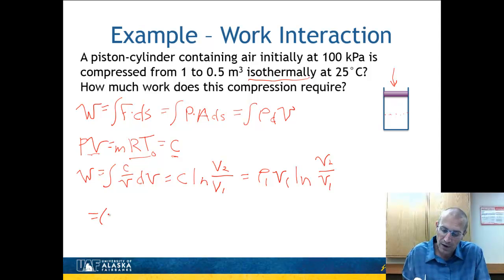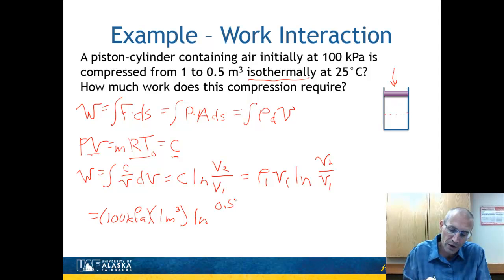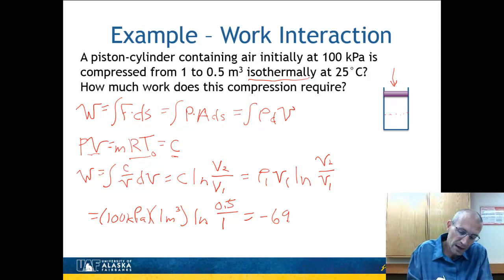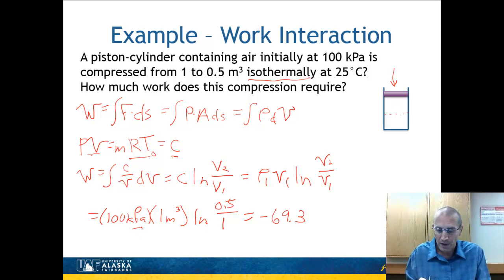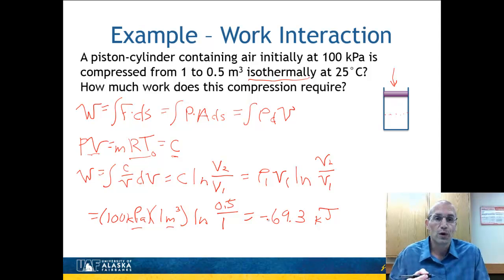If I put those numbers in there, I have 100 kilopascals for my initial pressure, my initial volume of a cubic meter, and the natural log of the final volume over the initial volume. That number, the final value, is minus 69.3. My units are kilopascals meter cubed, so that's equal to a kilojoule. Let me mention something about this negative sign. Negative means that the system did negative work. In other words, work was done on the system, so its energy actually went up.